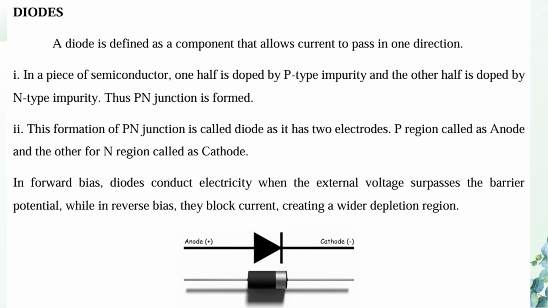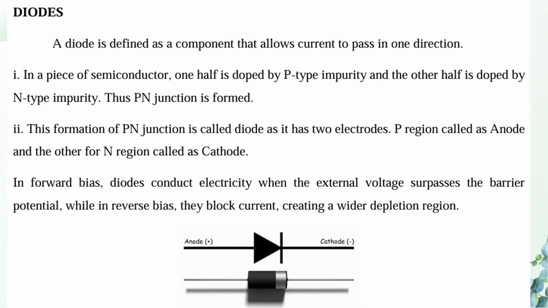The second figure shows the appearance of a diode. The formation of a p-n junction is called a diode as it has two electrodes. In forward bias, the diode conducts electricity when the external voltage surpasses the barrier potential, while in reverse bias, it blocks current, creating a wider depletion region.